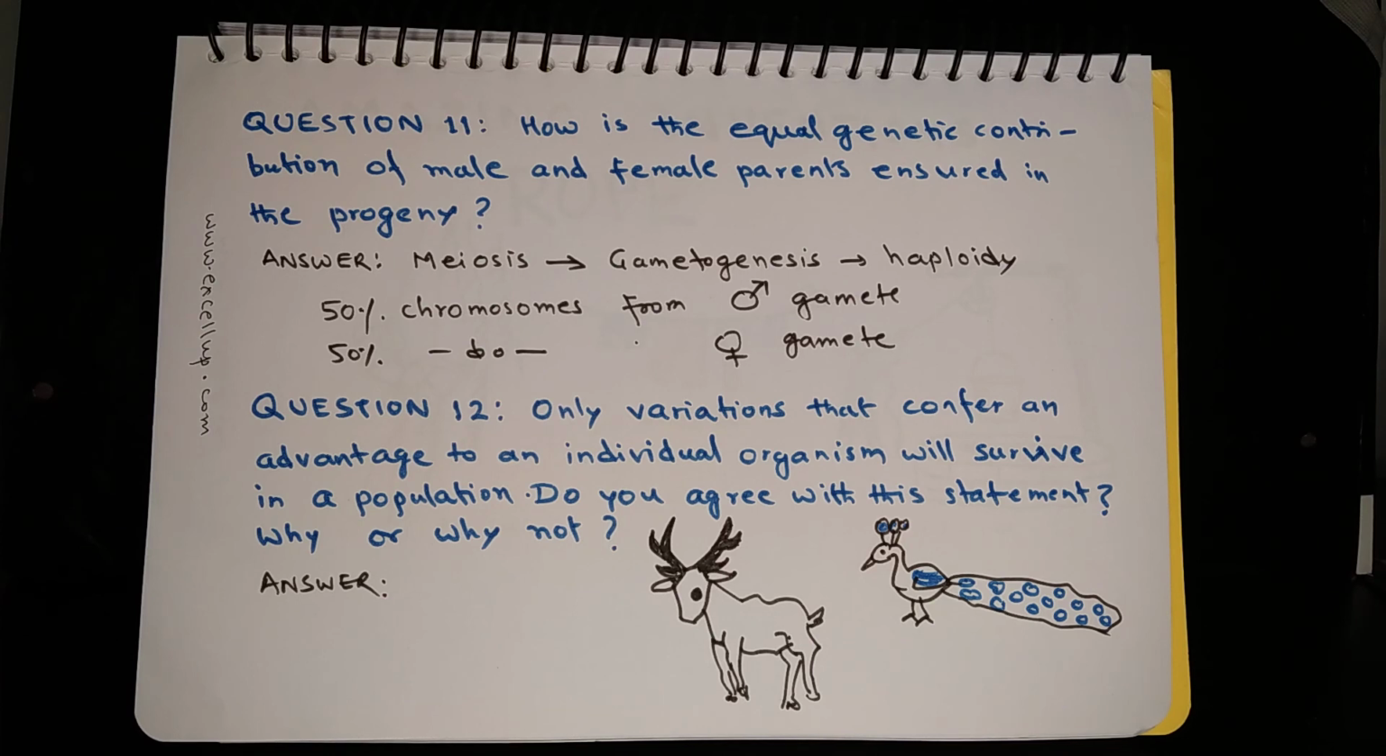In case of a peacock, the beautiful feathers may be an added advantage while doing courtship, while finding a mate, but these feathers are a handicap for peacocks. A peacock cannot fly because of the heavy load of feathers. The peacock can be easily spotted by a predator, and the predator can easily catch the peacock. So these characters are not advantageous for these animals. So we cannot say that only variations that confer an advantage to an individual organism will survive in a population. There are many variations which are not advantageous at all, but they do survive.